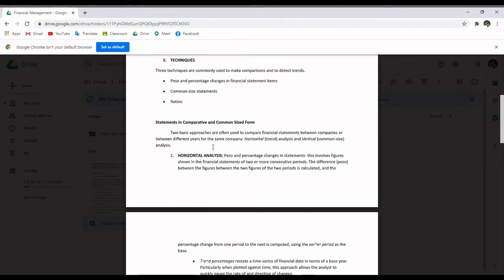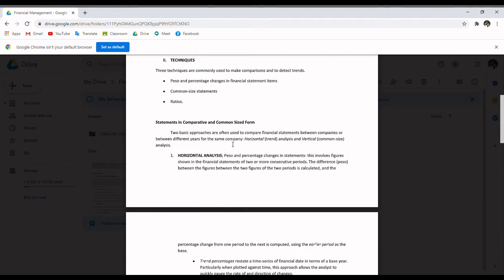So first, let's discuss the comparative and the common size form. Two basic approaches are often used to compare financial statements between companies or between different years for the same company. First is the horizontal or trend analysis, and second is vertical or common size analysis. So horizontal analysis or the peso and percentage changes in statements. This involves figures shown in the financial statements of two or more consecutive periods.